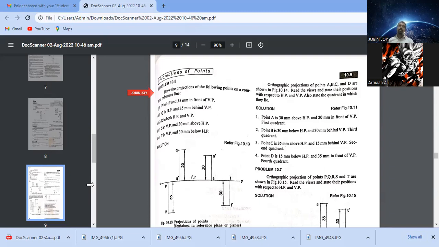Then, second question. Point Q in HP and 35 mm behind VP.